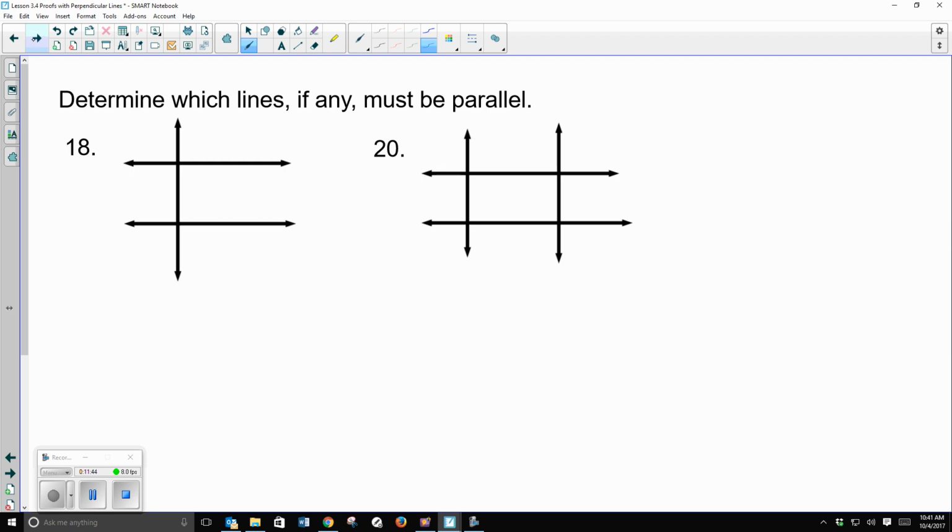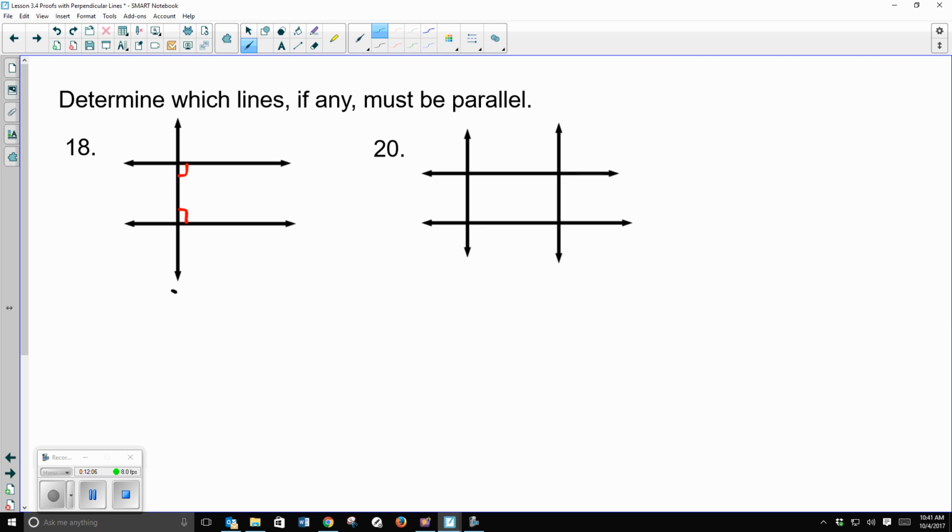So let's look at 18 and 20. Number 18 is showing that these two angles are perpendicular. Determine which lines, if any, must be parallel. Explain your reasoning. So if any, what two lines are parallel?